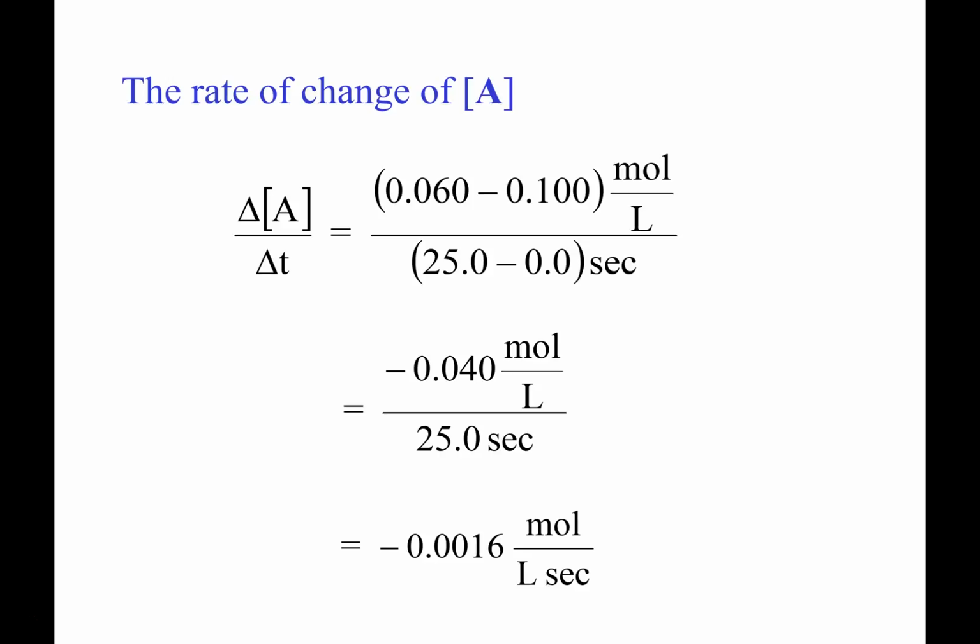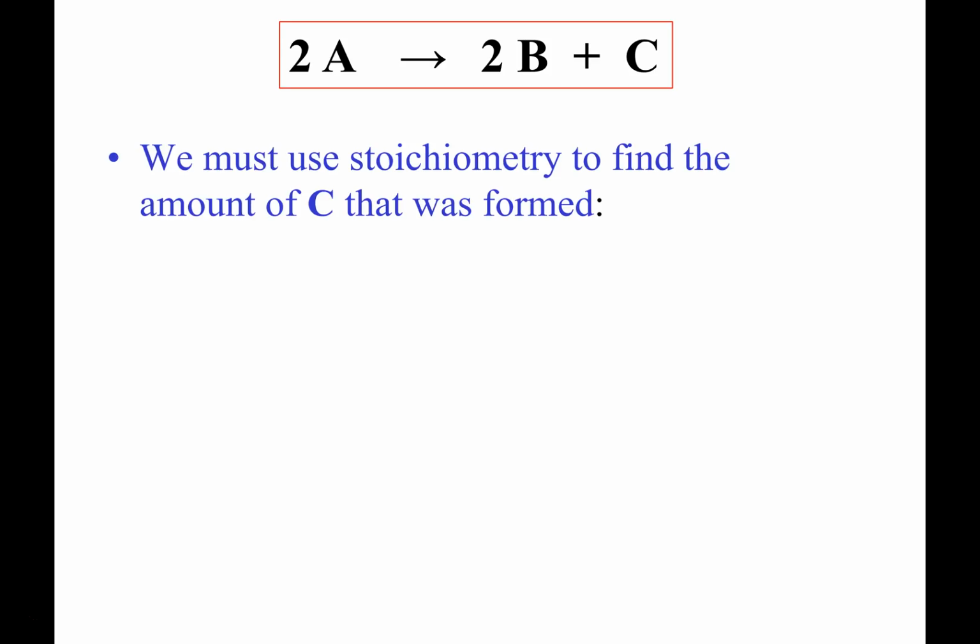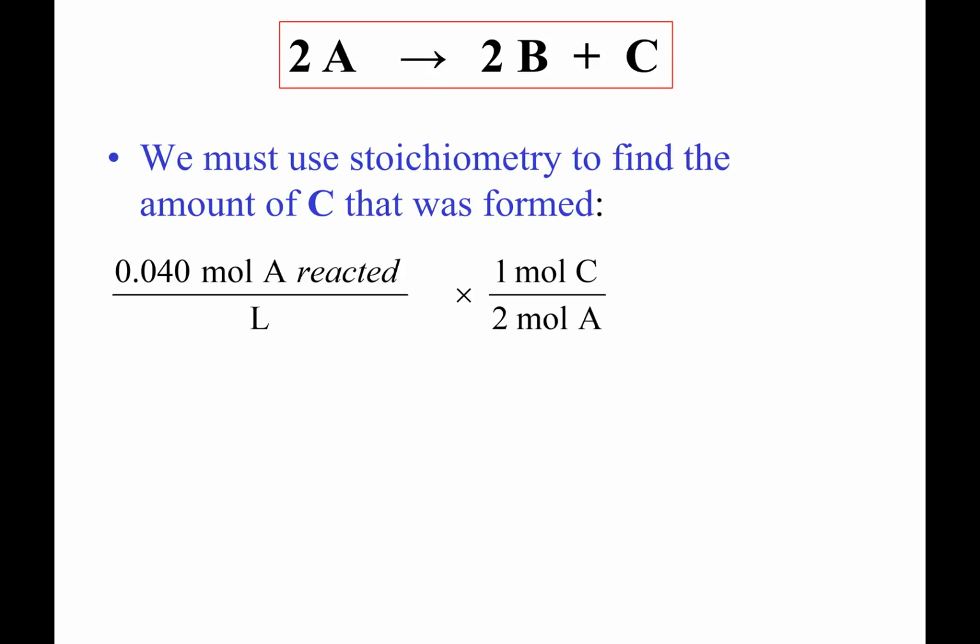Now the thing about C that's different, I mentioned Chem 1, is we have to figure out how much C was formed. In this case, we're going to assume that C started at 0. But here's where we say that 0.040 moles of A reacted. And now we need to use stoichiometry, so I'm looking at what? 1 mole of C formed for every 2 moles of A reacted. So this is how we're going to get the moles of C that were formed. That math's not too bad. It looks like 0.020 moles of C were formed.